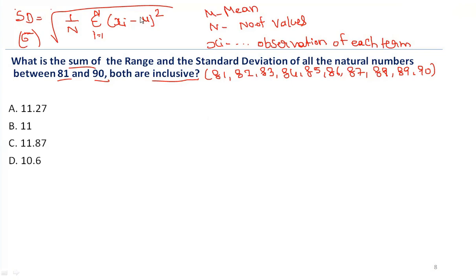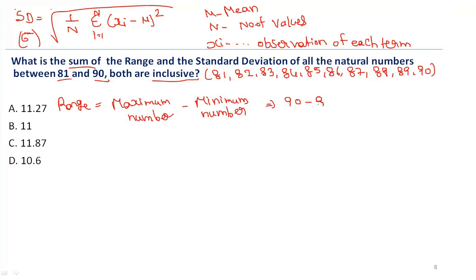Okay. So similarly, we are having a formula for range also. So the formula for range is very simple, guys. If you want to find out the range, you can do maximum number minus minimum number. What is the formula for range? The formula for range is nothing but maximum number minus minimum number. Okay. What is the maximum number? The maximum number here in this data is nothing but 90, and the minimum number is nothing but 81. So what is the range of the given data? The range of the given data is nothing but 9.